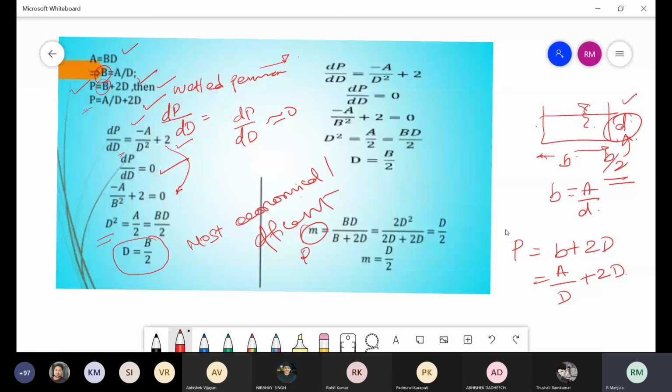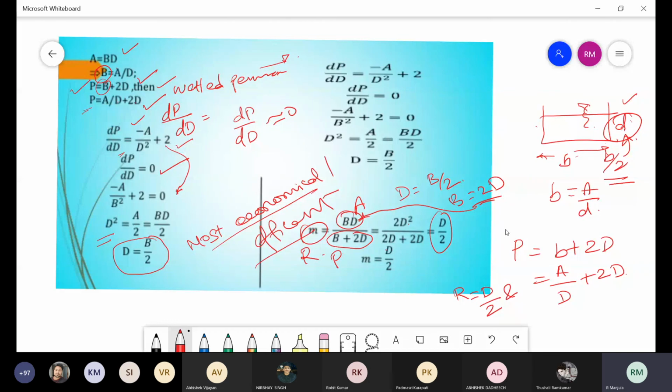What is M here? M is nothing but your R, the hydraulic mean radius, A by P. A is B into D, and P is B plus 2D. Now, for the most economical section, D is equal to B by 2, or B is equal to 2D. Substituting, I get 2D square divided by 2D plus 2D, so R is going to be D by 2.